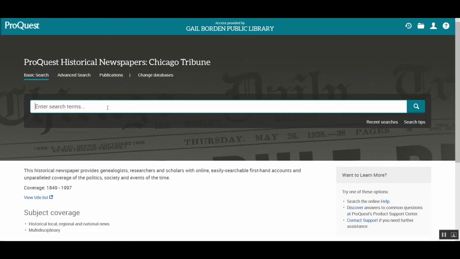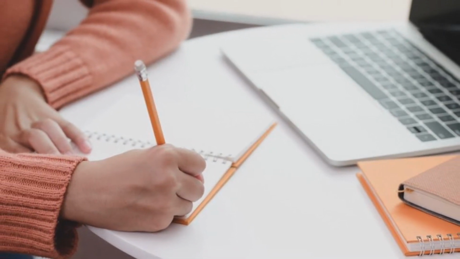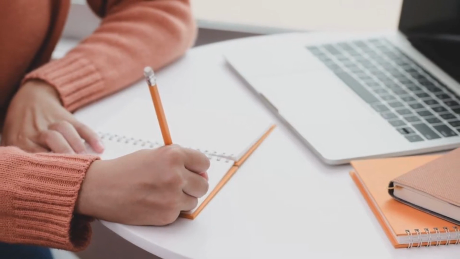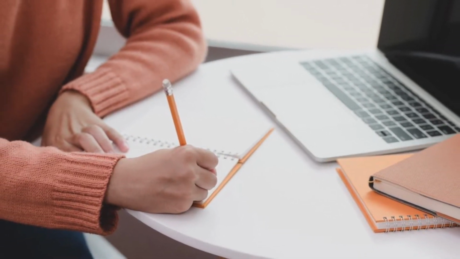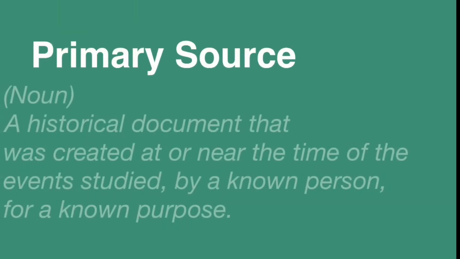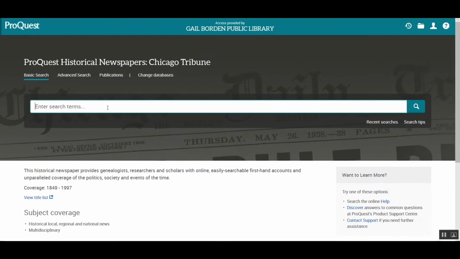One of the ways that we tend to use this is to find primary sources. We often have students who are doing research on a historical event, and they will need to find a primary source, which would be something that is from the time period or created by someone who was involved in the event or a direct observer. So these newspapers are great for that sort of thing.